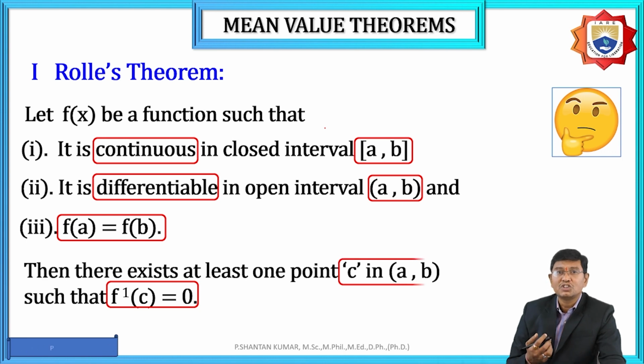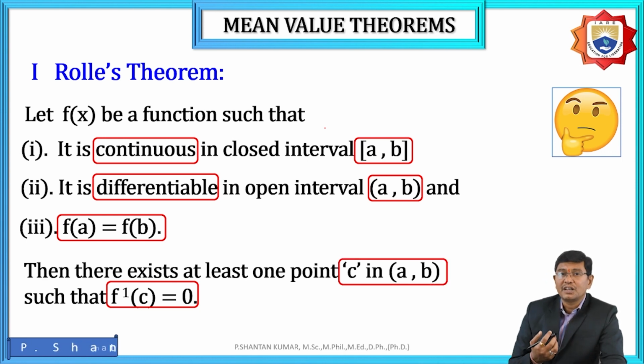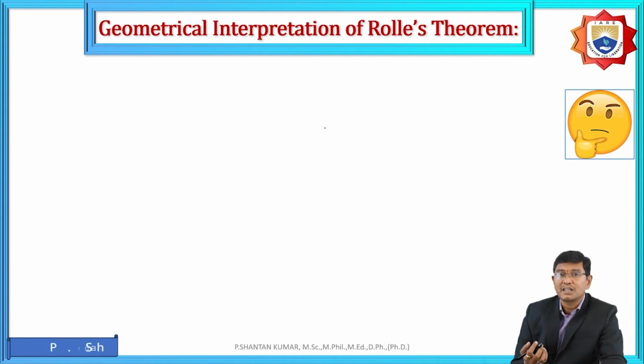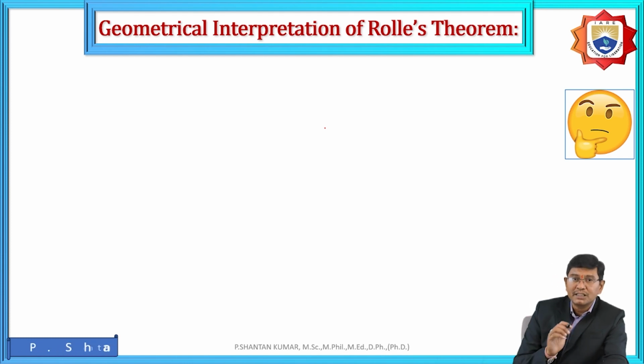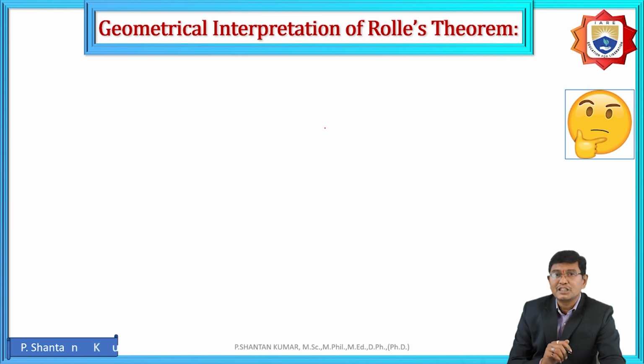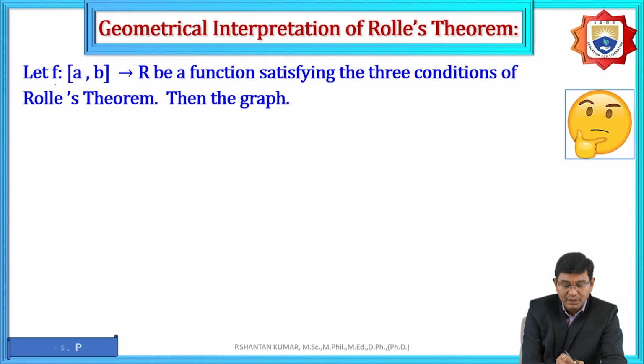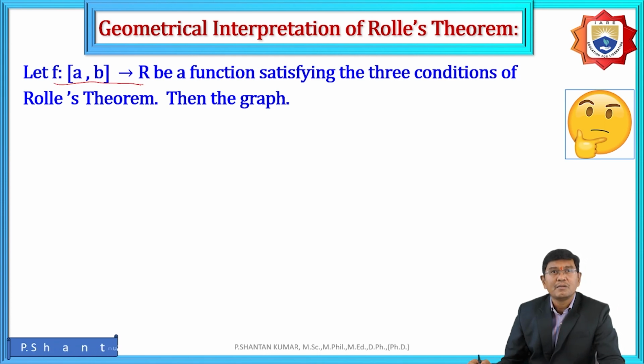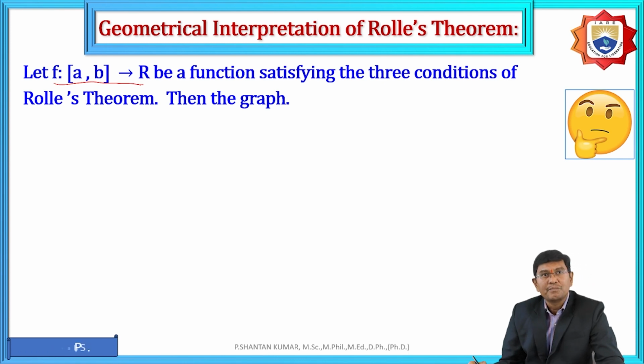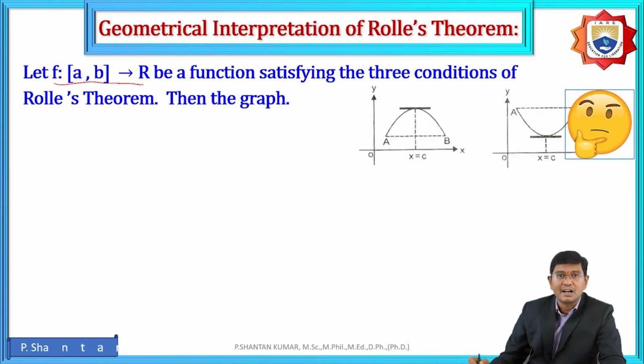Here, what is the geometrical interpretation of Rolle's theorem? That also we need to understand. Geometrically, how do we describe Rolle's theorem, when is it applicable? Based upon what we discussed in the previous slide, we need to describe the conditions geometrically. For example, if f is a function from [a, b] to the real numbers that satisfies the three conditions of Rolle's theorem, then we need to observe the graph.